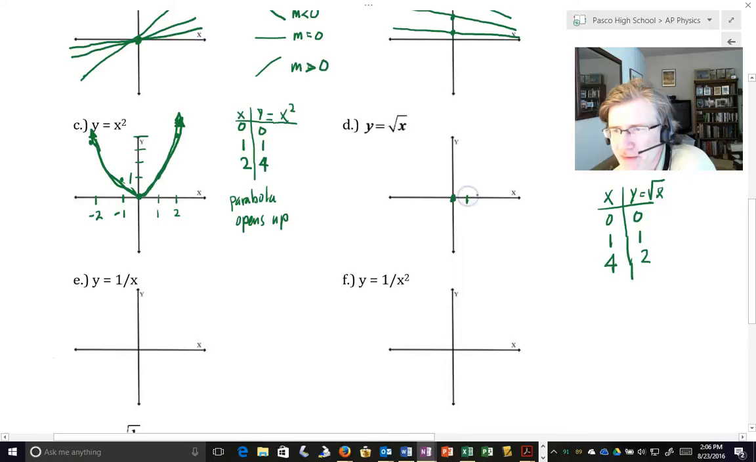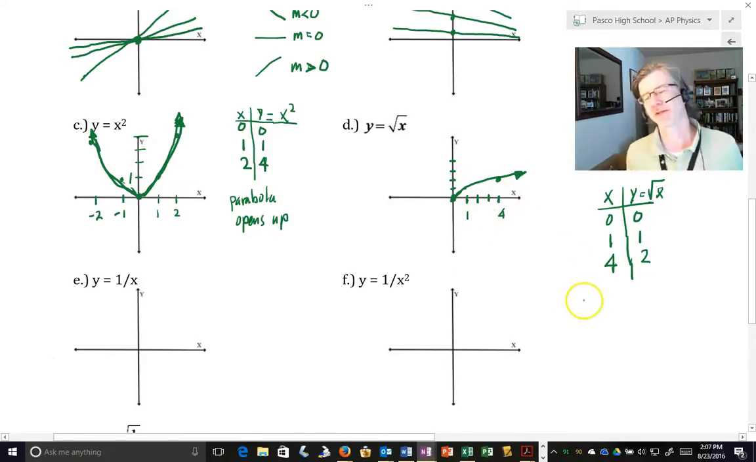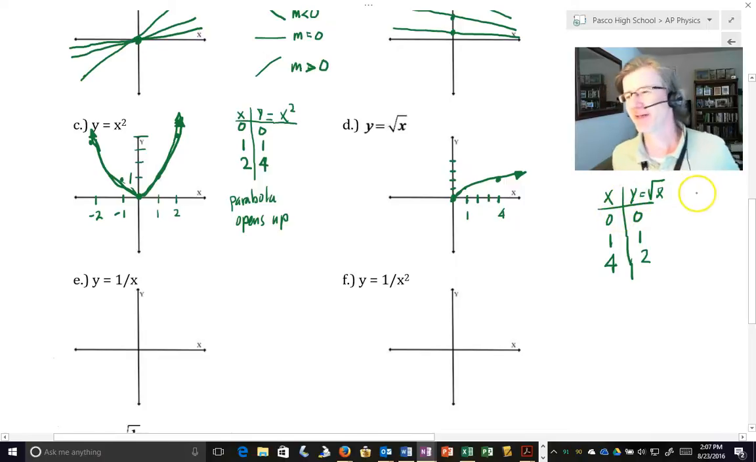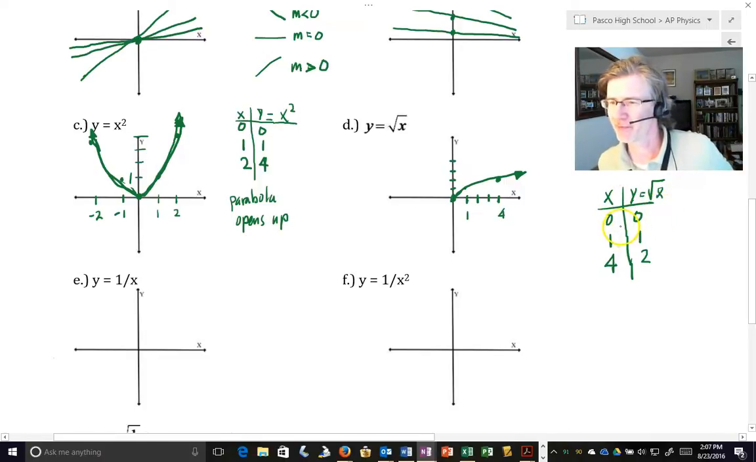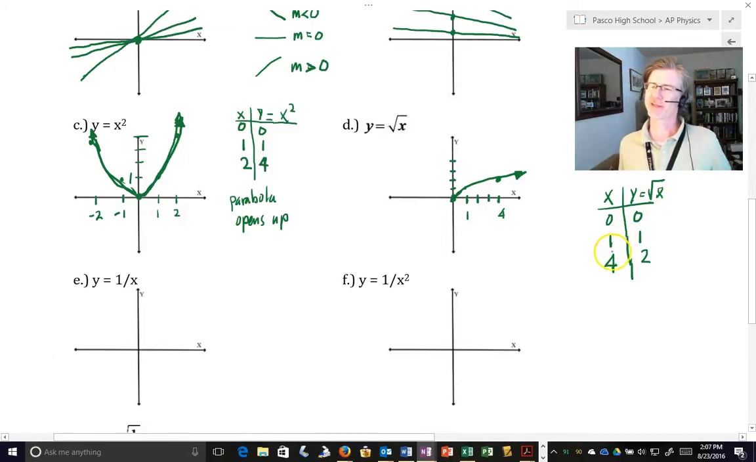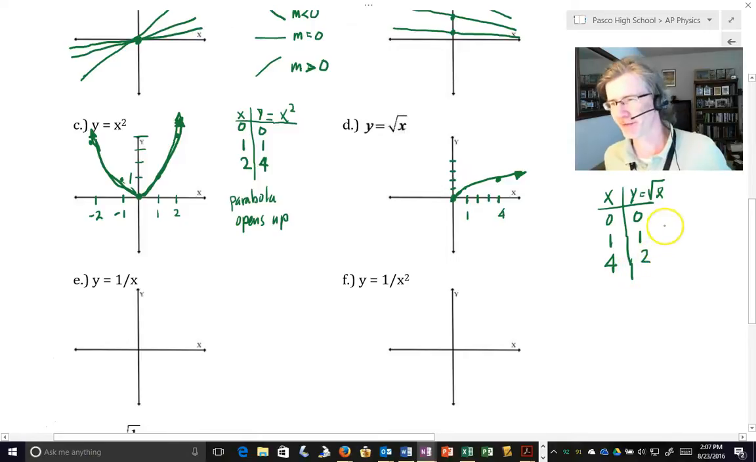And 1, 2, 3, 4. 1, 2, 3, 4. So when x equals 4, y equals 2. When x equals 1, y equals 1. So this is a parabola that's opening up here on the side. Now the question is, isn't it true that the square root of a number, we can't take the square root of negative numbers, so we're not going to have any solution over here where x is negative, but it is true that the square root of 4 is 2 or negative 2.